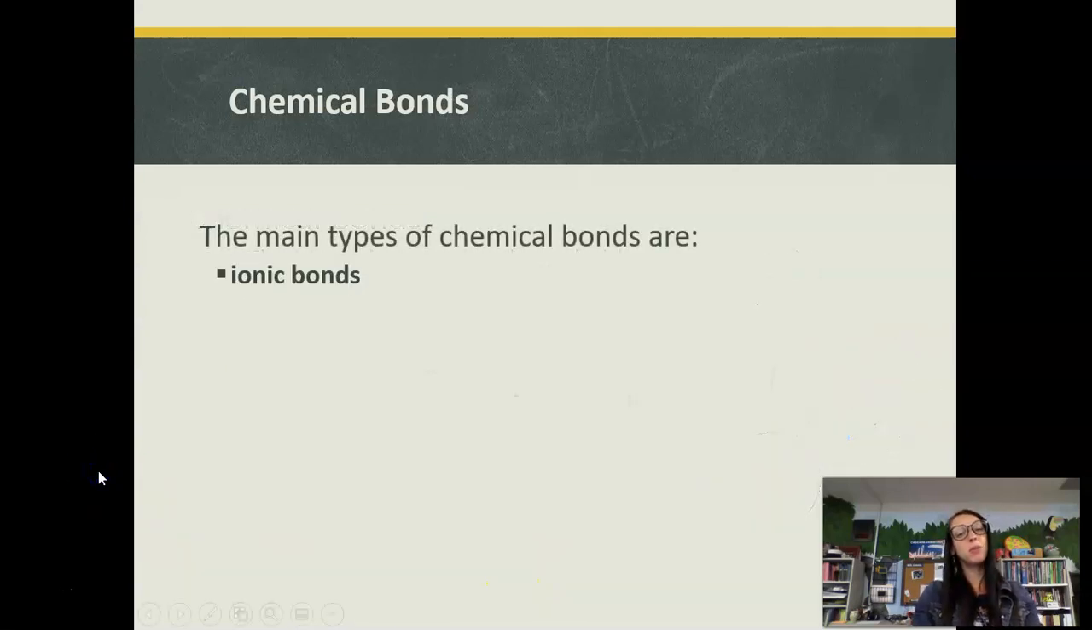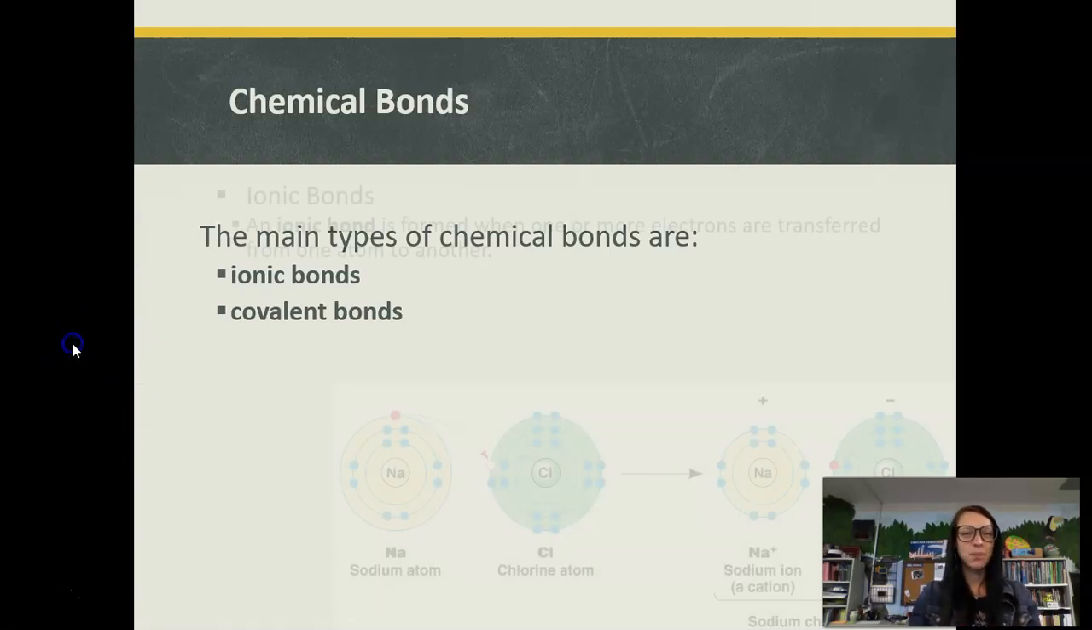So the two main types of chemical bonds that we're going to talk about are ionic bonds and covalent bonds. And you can think about it this way. Ionic bonds is when we have a complete trade of electrons, and covalent bonds is where we have a little bit of sharing taking place. And this is important because the type of bond changes the way that the elements are going to interact together.